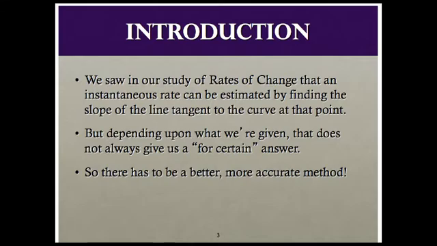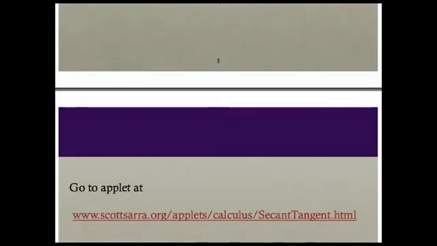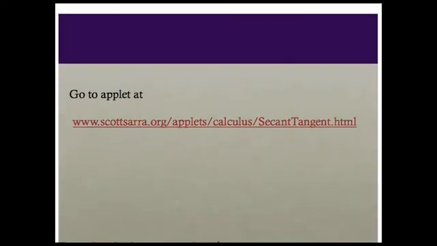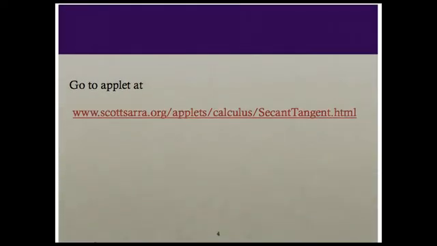And the instantaneous rates of change you've probably simply been estimating by finding the slope of the tangent line to the curve at the point. And it's probably been your experience that it does not always provide a really accurate answer. So there has to be a better way to get one, and there is. So we're going to use an applet to facilitate our understanding of where the limit definition of a derivative comes from.